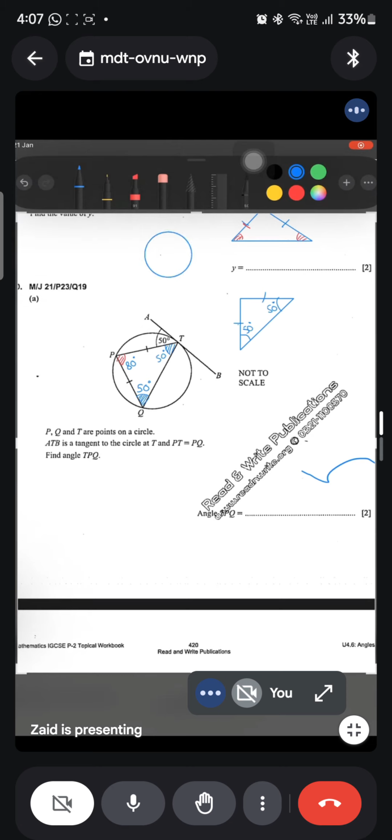So easy. If this is the tangent and you're having this, then this angle and this angle are equal. So you just need to turn around the thing.